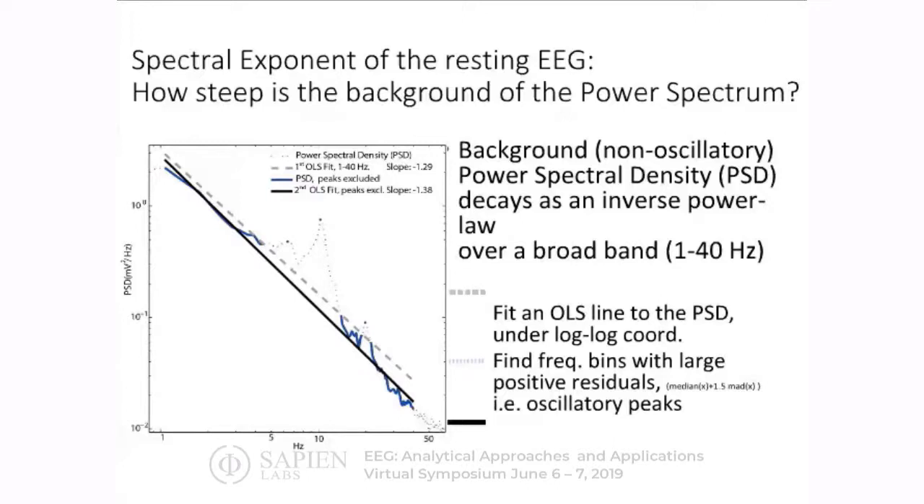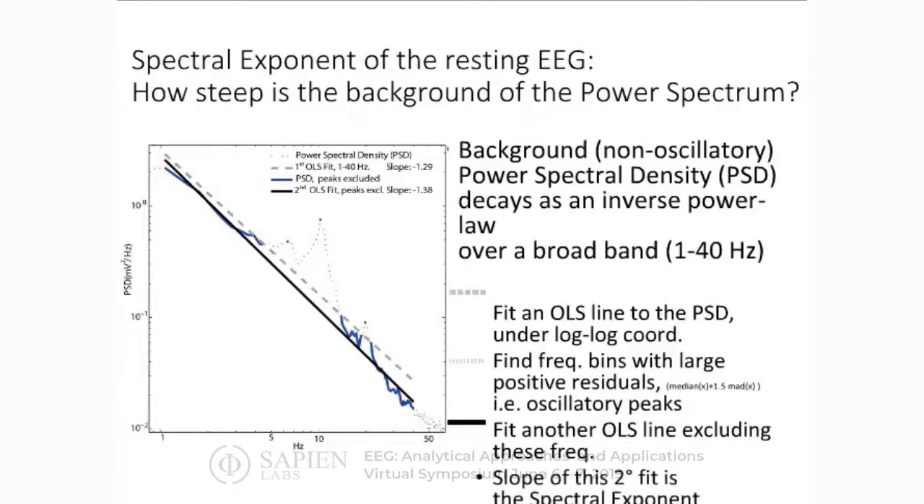When we find a peak, we consider that all its adjacent bins with positive residuals above a certain threshold are essentially part of the base of the peak, and those get discarded. And then, once we consider the remaining frequency bins, we fit a second line, which will give us the parameter of interest. In the end, the slope of the second fit will be the spectral exponent.